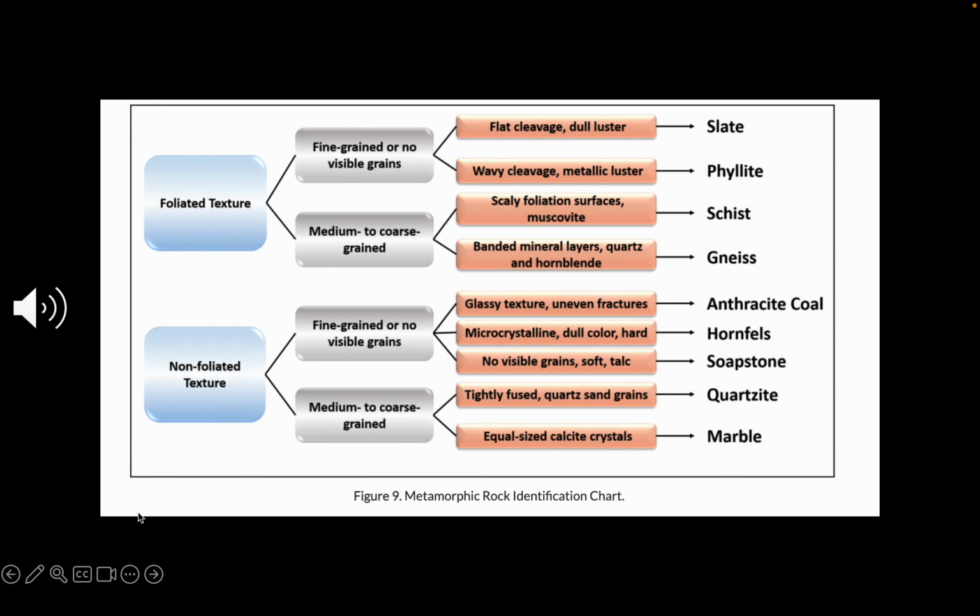This image depicts figure 9, which I will be using as my primary tool to identify the metamorphic rocks in the Rockset Metamorphic 8 piece. Much of the vocabulary that I use throughout this video will be taken directly from this figure 9 chart.